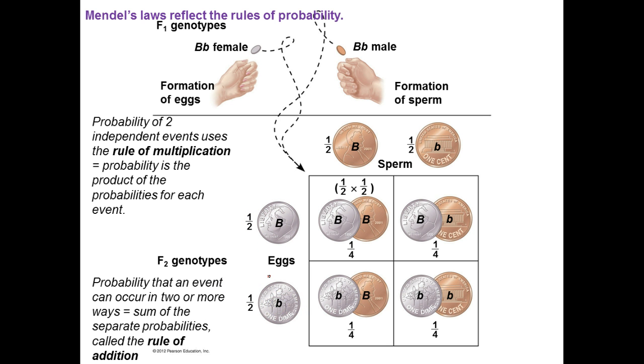Now whenever you have two independent events, you multiply, and the product is the probability for each event. So here half times half gives you 1/4 to be big B, big B. 1/2 times 1/2, 1/4 chance, and so forth. Now what happens if the outcome can be either-or, like it can happen this way or it can happen that way? In this case, to be heterozygous, you add the 1/4 plus 1/4 and you get 1/2. So you have a 1/2 chance of being heterozygous with two heterozygous parents.